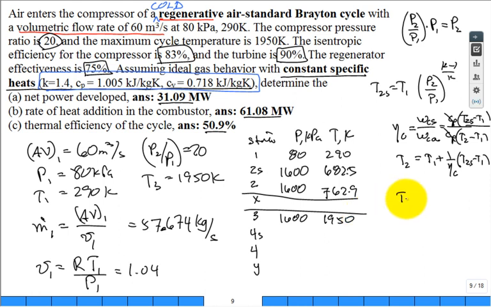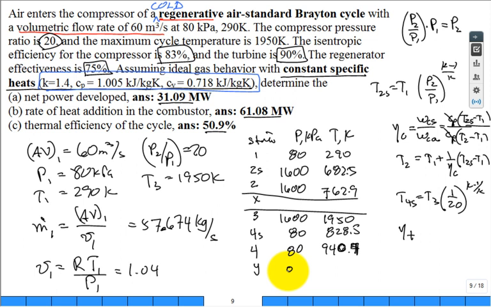So T4S is equal to T3 times this reciprocal. Let me just put 1 over 20, the pressure ratio, to the K minus 1 over K. So this goes from 1950 to 828.5. We use the efficiency of the turbine, and it comes in at 940.7 for the actual temperature. Its pressure is now down to 80, 80, and 80.